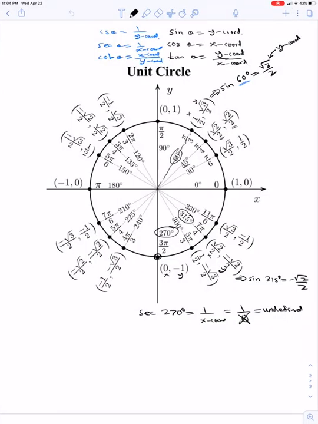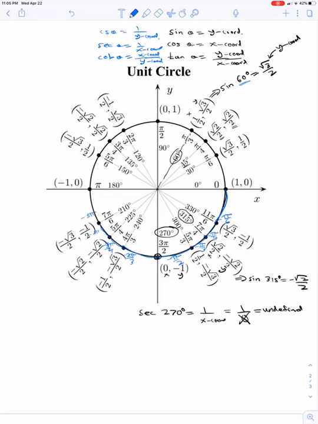Now, looking at negative 5 pi over 6, of course, we can look at these with negative rotations. There's negative pi over 6, negative 30 degrees. Here's negative pi over 4, negative 45 degrees. Here's negative pi over 3, negative 60. Here's negative pi over 2, negative 90. We keep going. Here's negative 2 pi over 3. Here's negative 3 pi over 4. And here's negative 5 pi over 6.